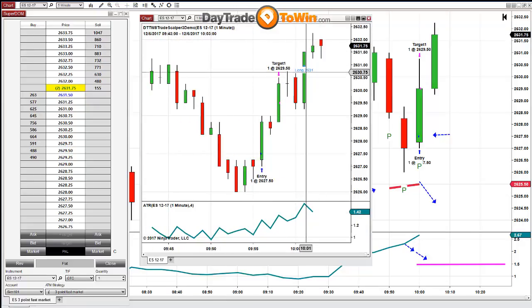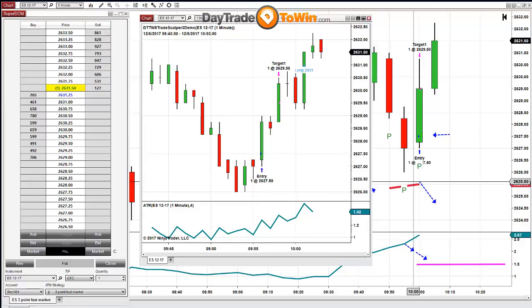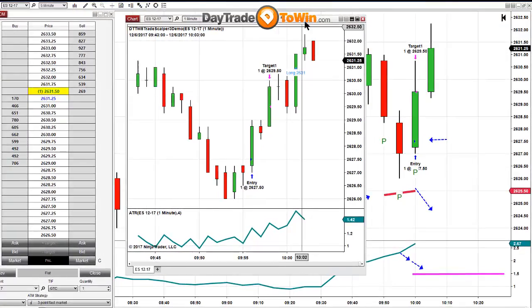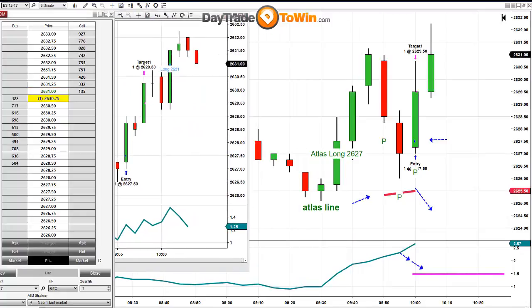So far, the Trade Scalper 2631 is a long signal. These markers that you're seeing here were that Atlas line trade, so it's the same as the Atlas line trade. And this chart right here is just showing you the Trade Scalper signals.